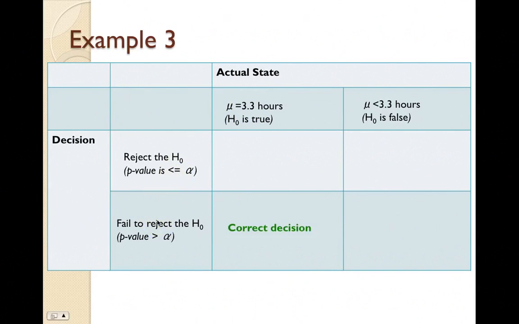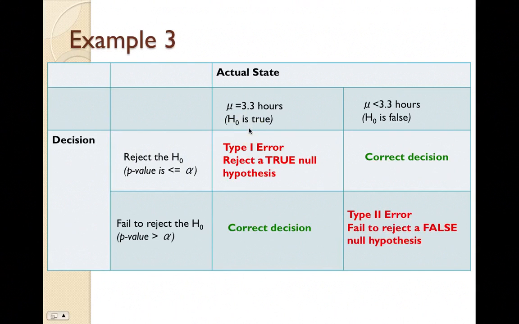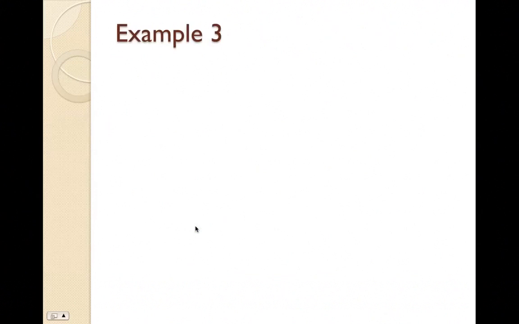We make the right decision if we fail to reject 3.3 and mu is really 3.3. We make the right decision when we reject 3.3 and mu is really less than 3.3. We make a type 1 error when mu is 3.3 but we rejected it. We shouldn't have, but we rejected it. And we make a type 2 error if the mean is less than 3.3 and we fail to reject it. We failed to reject 3.3.